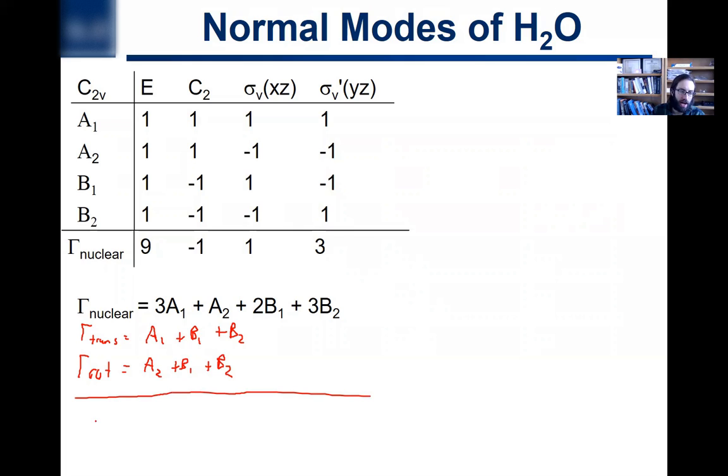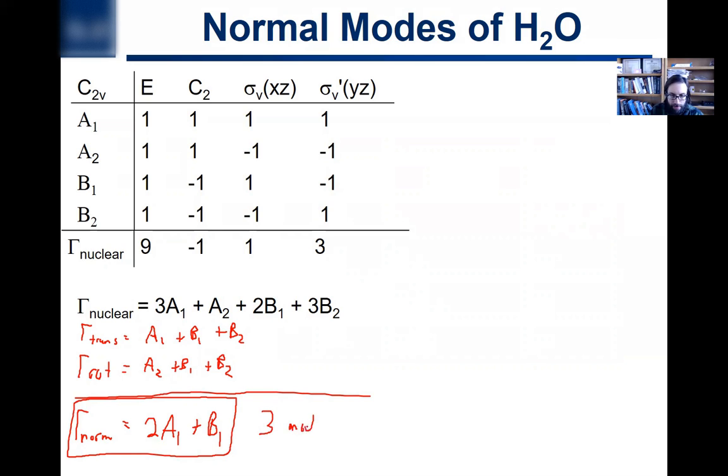So if we subtract those off, we're going to get our final answer, which is gamma normal. Let's put gamma norm here. So let's see, we have 3A1 minus 1A1. So that's going to get us 2A1. And then the A2s go away, A2 minus A2. 2B1 minus B1 minus B1, those go away. 3B2 minus B2 minus B2. So we're going to be left with 1B2 there. So normal modes are going to be equal to 2A1 and 1B2, okay? So that means we have 3 normal modes, 3 modes.